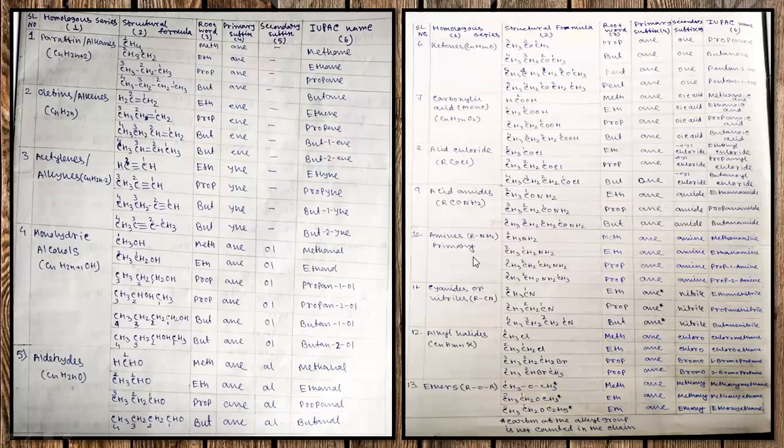So similarly, it is applicable for all, like ketone, carboxylic acid, acid chloride, acid amides, amines, cyanides, alkyl halides, and lastly ethane. Okay, so this is the end of the nomenclature of organic compounds as per IUPAC rules. Now come to the next slide.